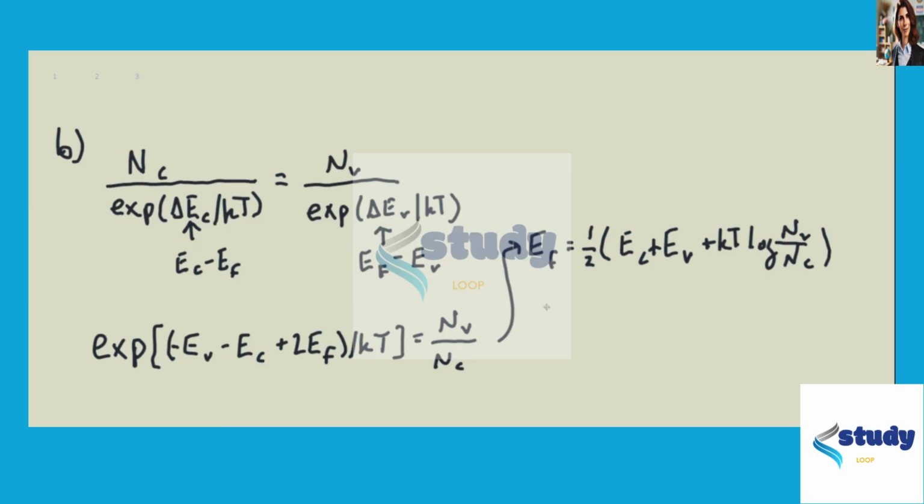So now we want to show that the Fermi energy is near the center of the gap when NV and NC are roughly equal. And we can see here that this ratio is going to be 1. The logarithm of 1 is 0. And so we're just left with the average value of the two energies, which will be directly in between, or directly in the middle of the gap between them.